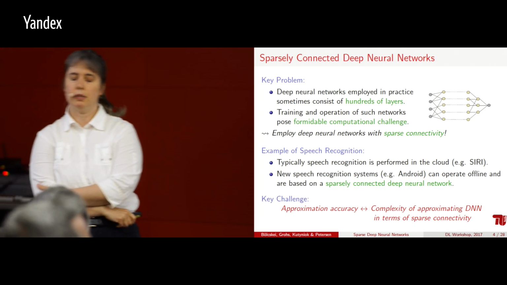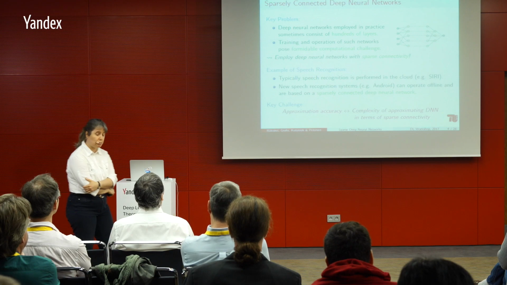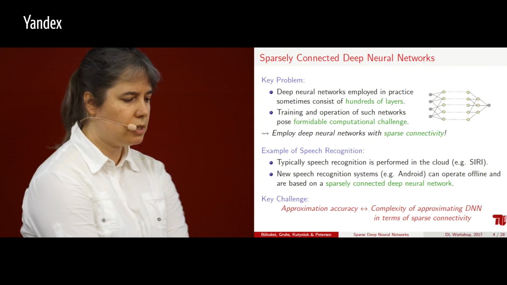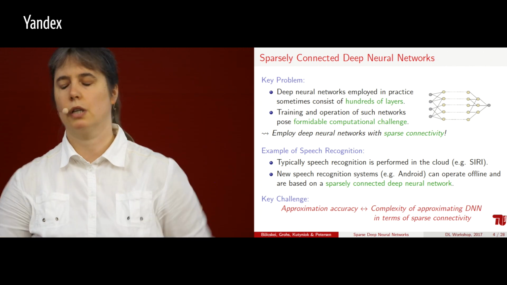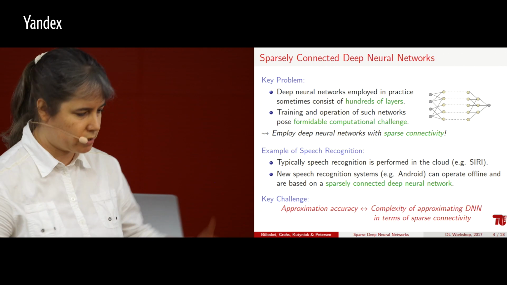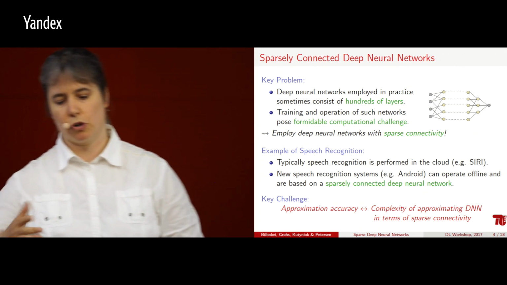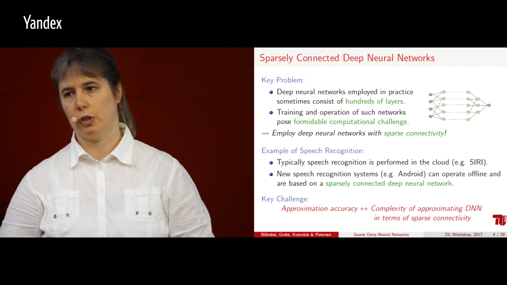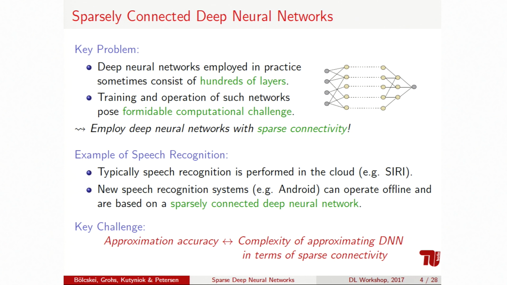We all know that deep neural networks are now so powerful because we have the computational power to train them. But still, if you have hundreds of layers, it's a huge computational challenge, and one way out is sparsely connected networks. An interesting application I found is in speech recognition: before, speech recognition could be performed only online, so everything was computed in the cloud, but now using sparsely connected networks, we can do that offline.